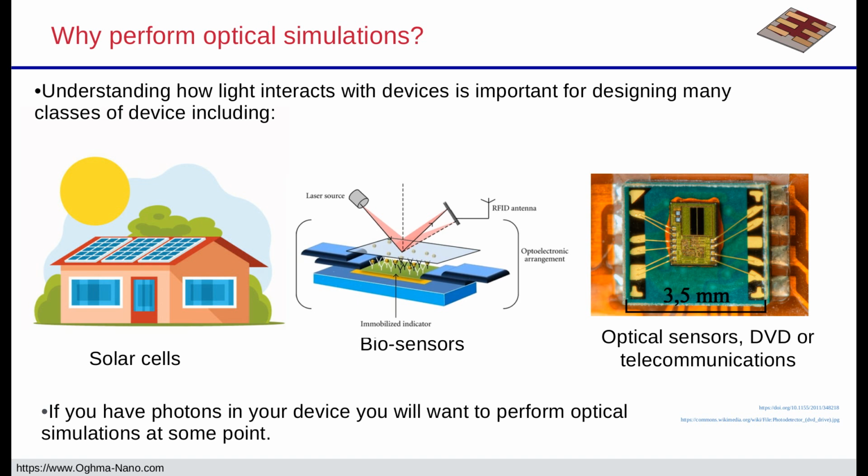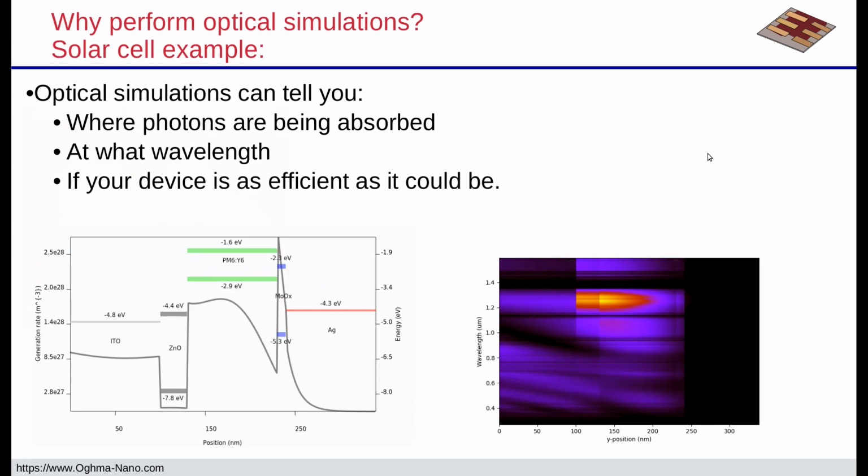So, for example, in a solar cell, if all your light was absorbed in the aluminium back contact, it would be a very bad solar cell. If it was all absorbed in the active layer, it would be a very good solar cell. So you need to know where the photons are in your device.